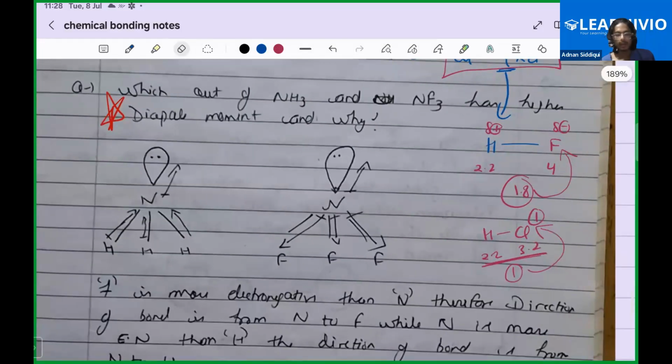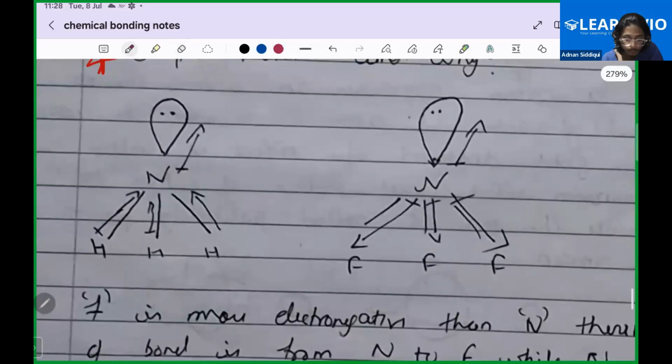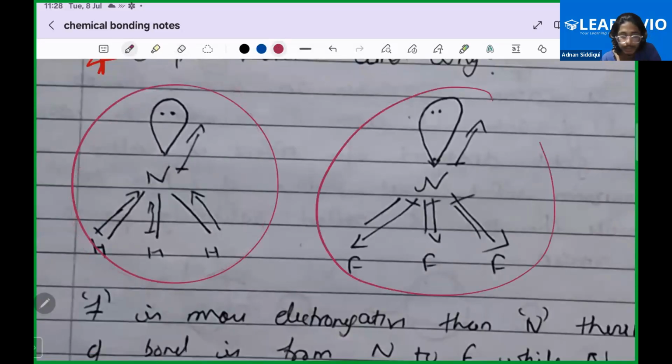Out of NH3 and NF3, which one has higher dipole moment? So let us try to understand it. I hope I don't need to explain why the NH3 molecule looks like this specifically.